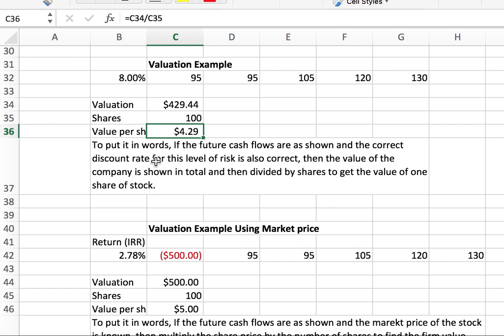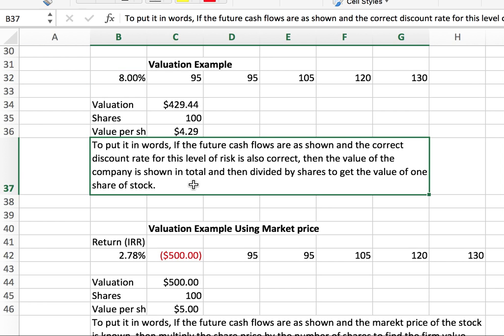To put it in words, if the future cash flows are as shown and the correct discount rate for this level of risk is also shown, in other words, the 8%, then the value of the company is shown in total, then divided by the number of shares to get the value of one share of stock, and then just simply compare that to the market price to make a decision.